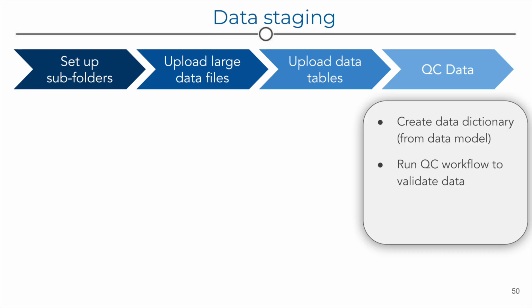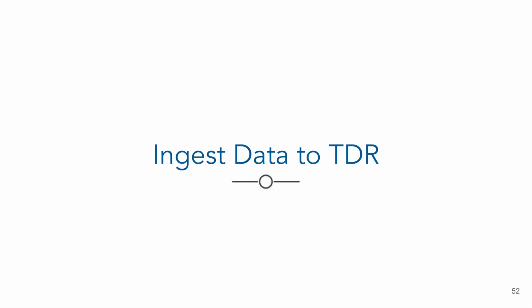The QC workflow checks the data in the workspace tables and storage bucket against the data dictionary. It will add QC columns that can be checked against the expected values. You'll correct the errors and iterate the process to remove all the flags. When you have everything staged, you're ready to ingest the data from the deposit workspace to TDR.